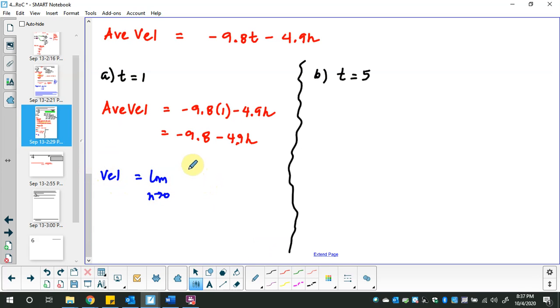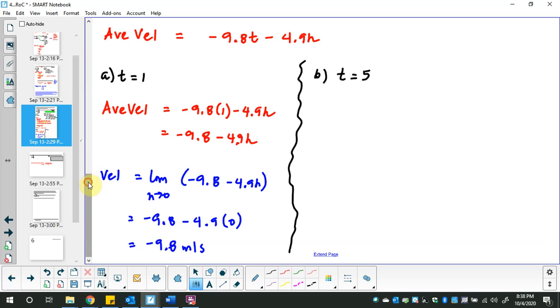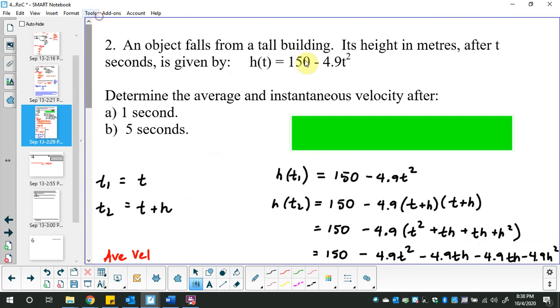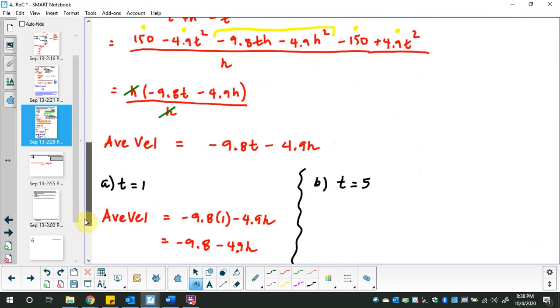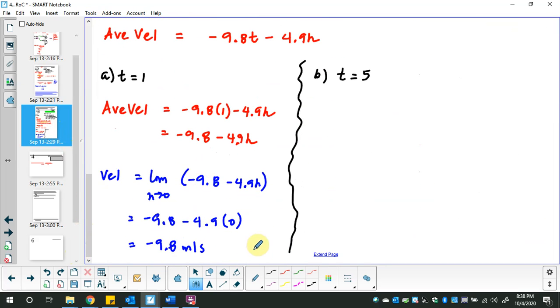Limit as h approaches 0 of negative 9.8 minus 4.9 h. This stays here until I am allowed to put in the 0, which is right now. This is 0, so I end up with negative 9.8 meters per second. I think we're still on meters per second. So I've done 2 for 1. And now I can go back down to the bottom and I can do it all again for 5.